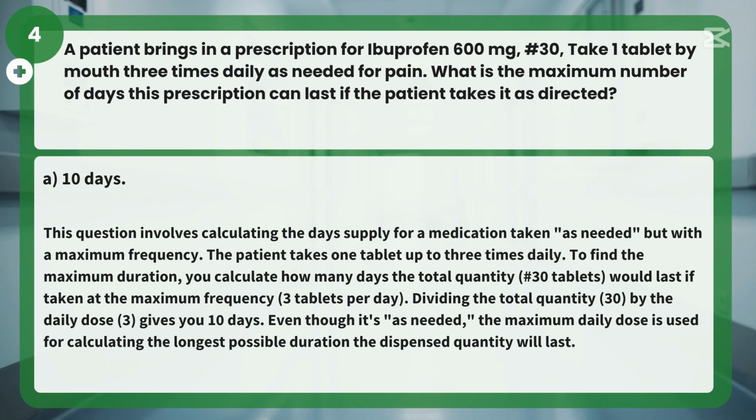Dividing the total quantity, 30, by the daily dose, 3, gives you 10 days. Even though it's as needed, the maximum daily dose is used for calculating the longest possible duration the dispensed quantity will last.